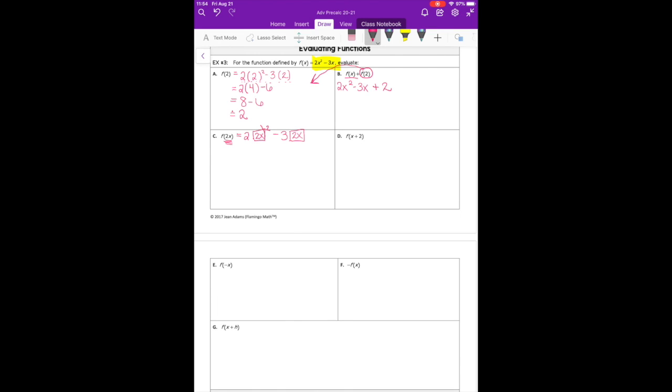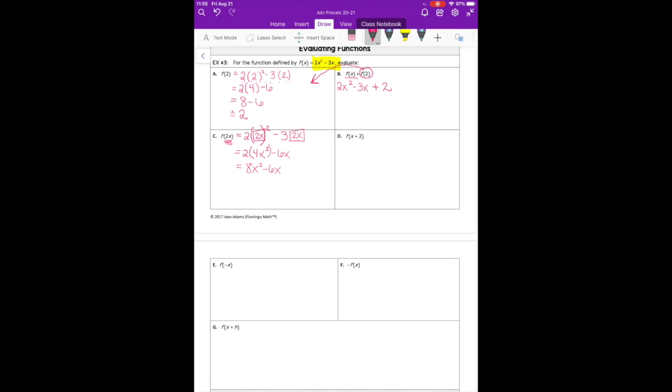Here's what you got to think. When you put something in that box, it automatically becomes a set of parentheses. It's its own entity there. Why does that matter? Because a lot of people will forget to square that 2 and make it 4, and then multiply 2 and 4 together to get 8x squared minus 6x.